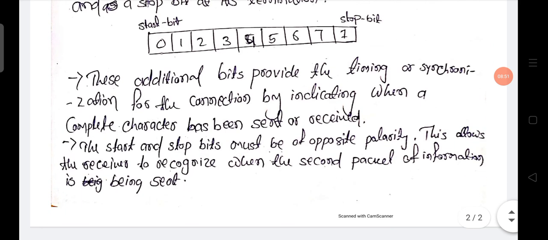The start and stop bits must be of opposite polarity. If the start and stop bits are of opposite polarity, then the receiver can differentiate between the starting bit and the stop bit, and knows when the data is starting and flowing. Thank you.